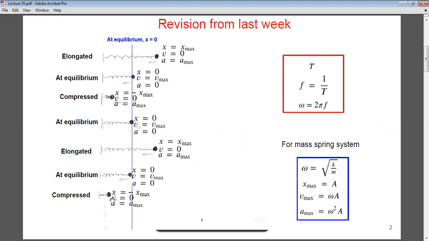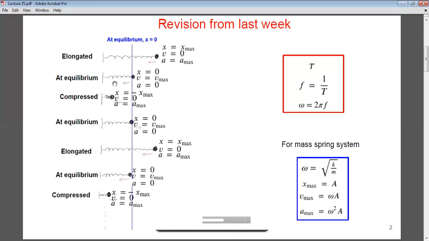Okay, and we learned that at x maximum, the velocity will be zero because the object will come to rest, and the acceleration will be a maximum, because the tension will be maximum and the tension is related to the acceleration. So the acceleration will be maximum. Then on its way back, it will pass by the equilibrium position where x equals 0, v will be v maximum and a will be 0 because at equilibrium the spring is relaxed, there is no tension, so there is no acceleration, okay?